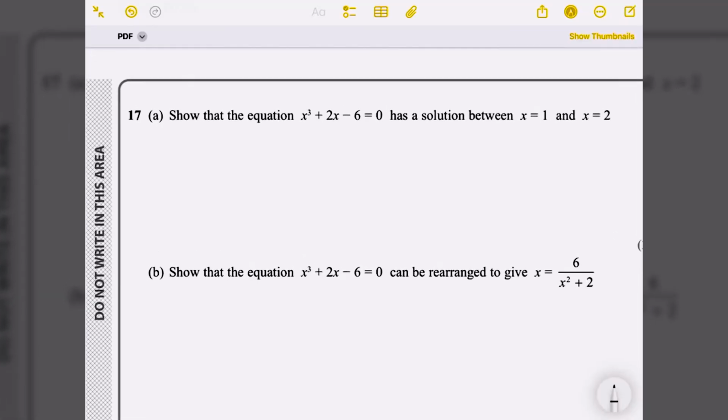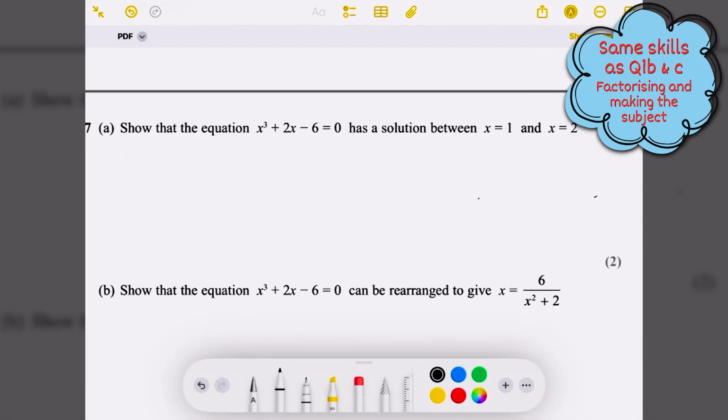Okay, show that this has a solution between x equals 1 and x equals 2. First, let's quickly look at a solution. If you've got a graph that looks something like this, and there's a solution over here, that means it cuts the x-axis at that point. So wherever it cuts the x-axis, these are all solutions. That's why with quadratics you have x equals a number and another number, because quadratics cut at 2 points.